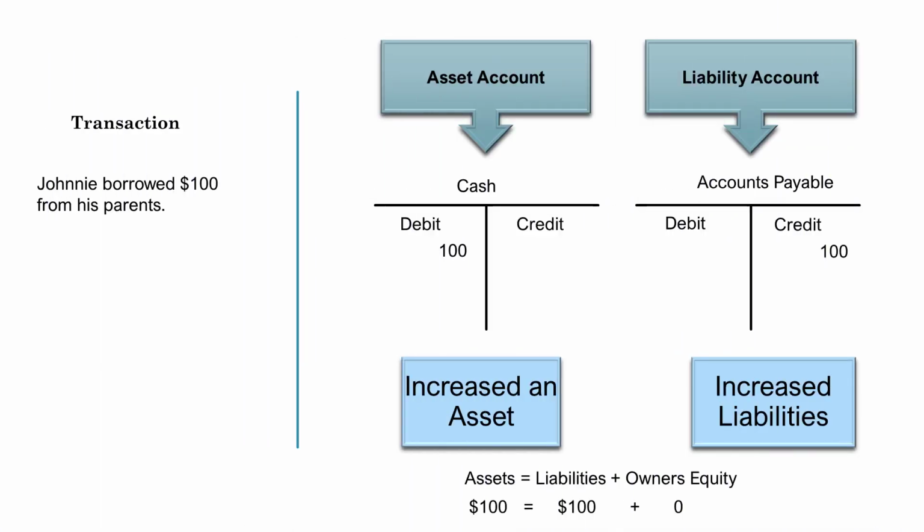Johnny borrowed $100 from his parents. The $100 he received is an increase to the asset account cash, so the $100 would be entered on the debit side of cash. The amount you borrowed from someone is entered into a liability account named accounts payable. The $100 that Johnny borrowed would be an increase to a liability, so it would be entered on the credit side.